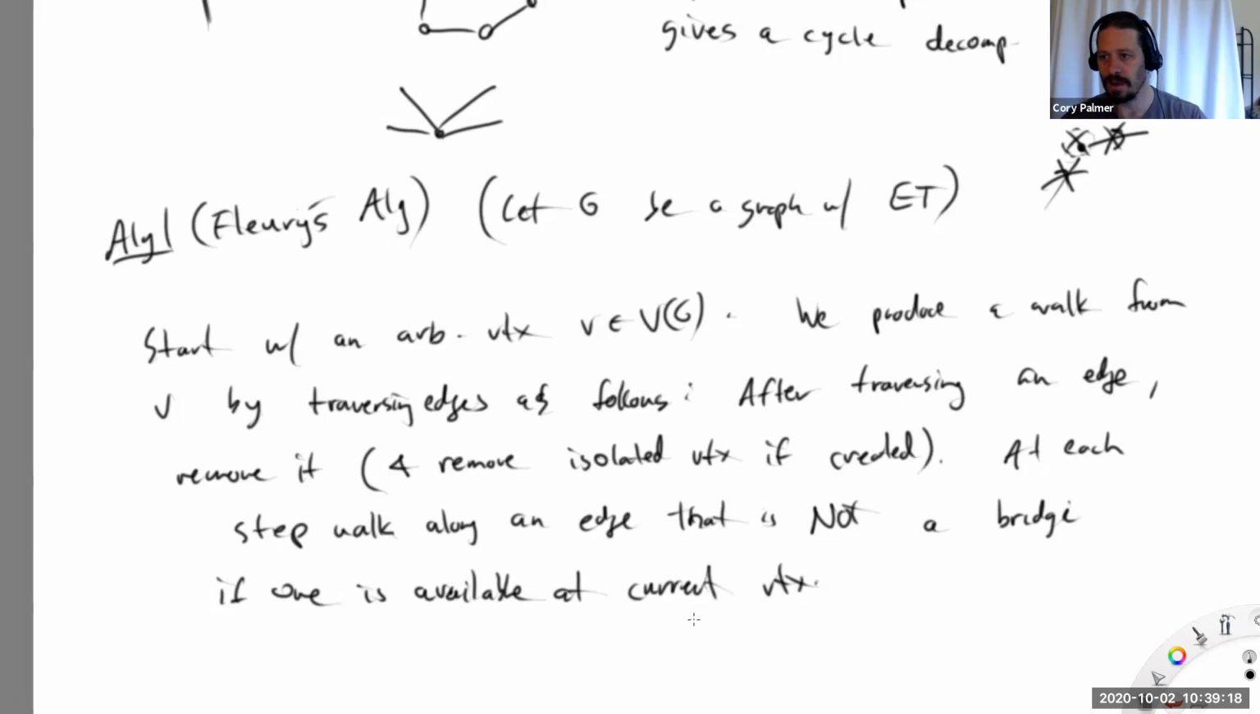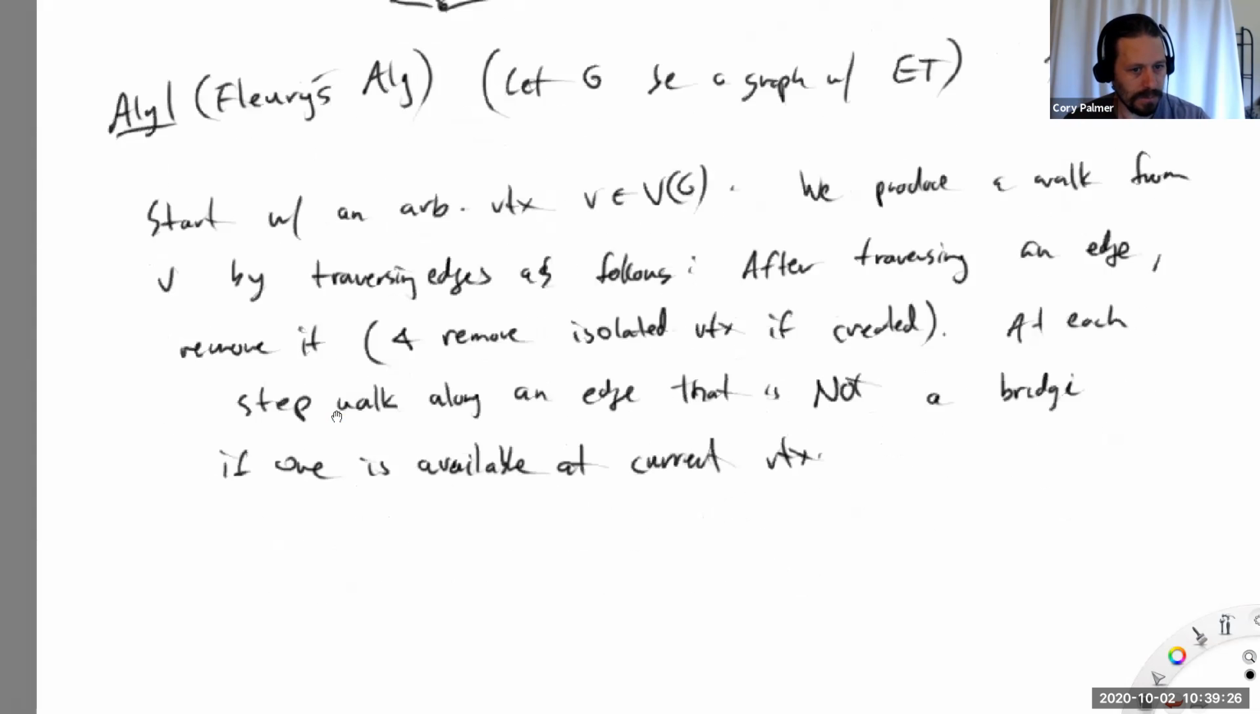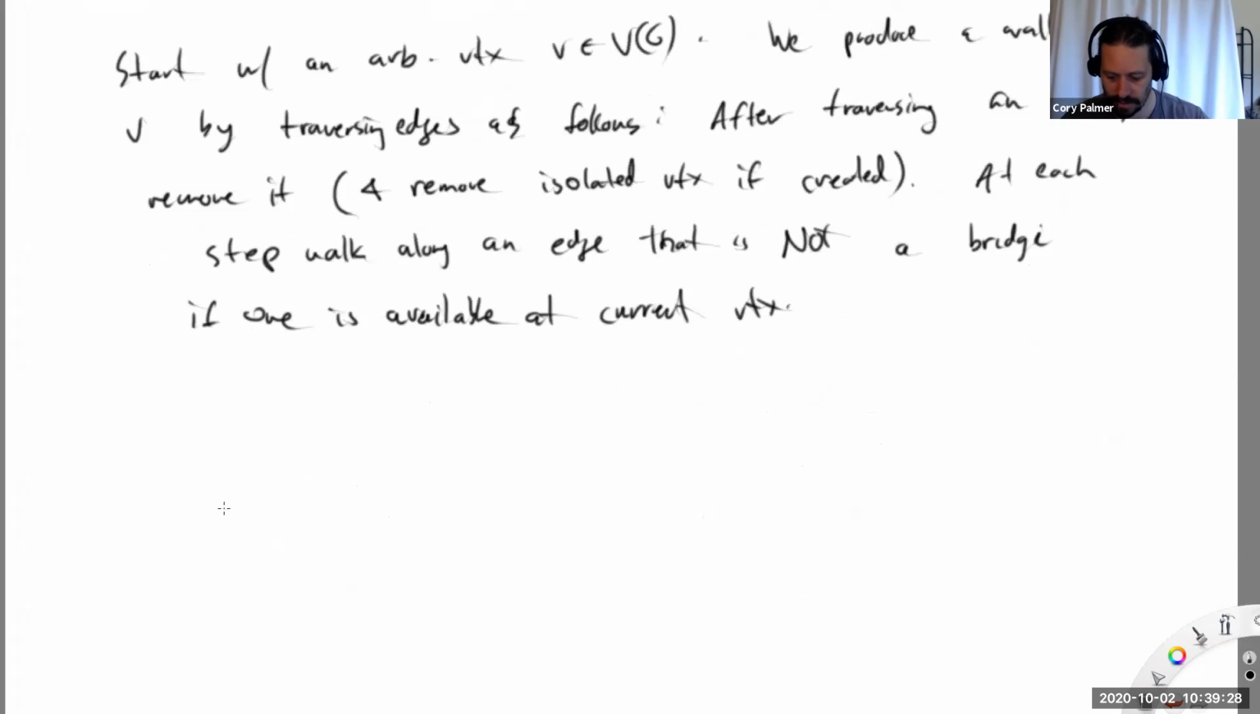Start at a vertex, start walking, delete things that you walked over, and never walk along a bridge if you can avoid it. Okay, let me run it on an example here. That'll make it a lot easier to see.